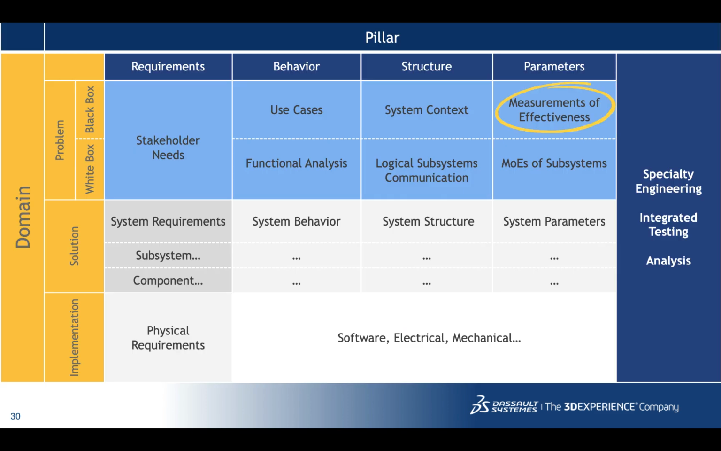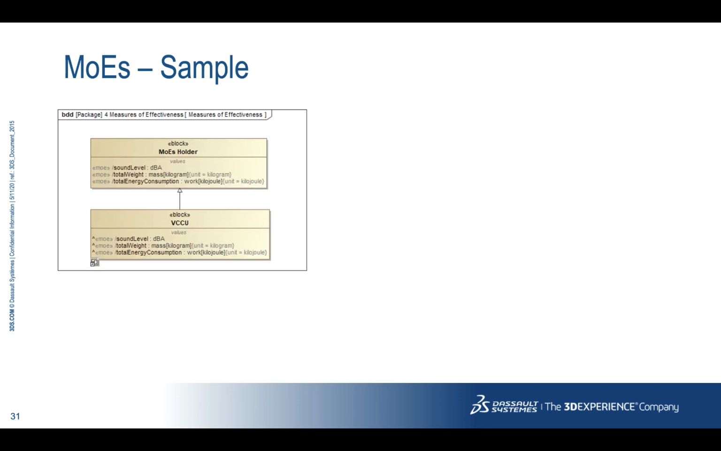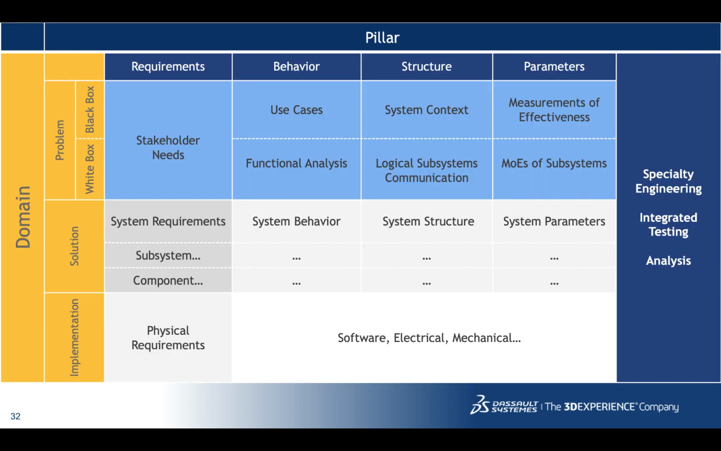Finally, we go to measurements of effectiveness, and this is when we capture non-functional characteristics, non-functional measurable characteristics, I should say. And for example, for the climate control system, we capture measurements of effectiveness as sound level, total weight, total energy consumption, etc. Later, we will define how these measurable characteristics are calculated, what are the methods to calculate them. But at this level, we only identify what are those main characteristics.